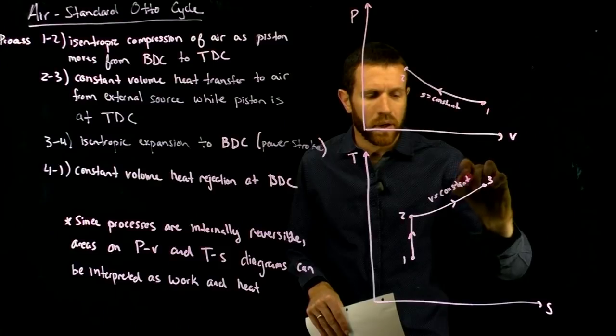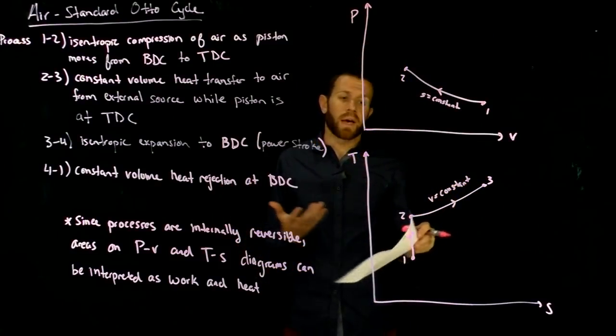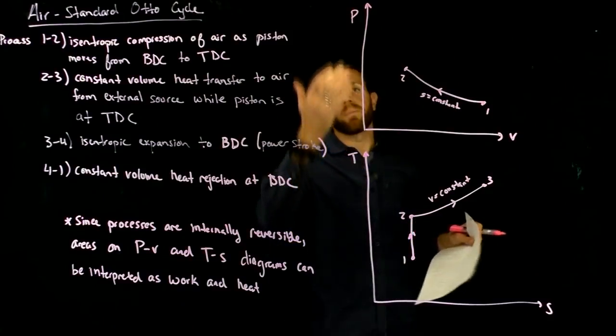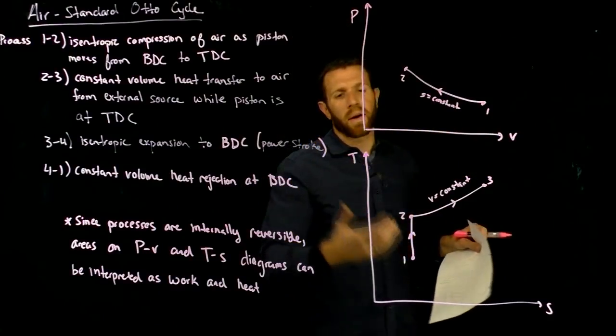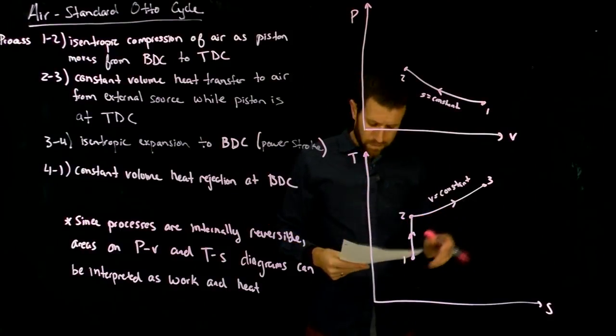So here I'm using capital V and lowercase v interchangeably. Of course, we have a fixed mass, so whether we want to do a P big V diagram or a P little v diagram makes no difference.